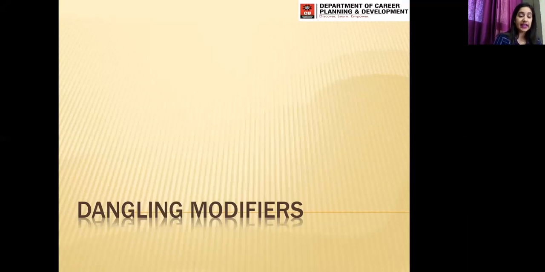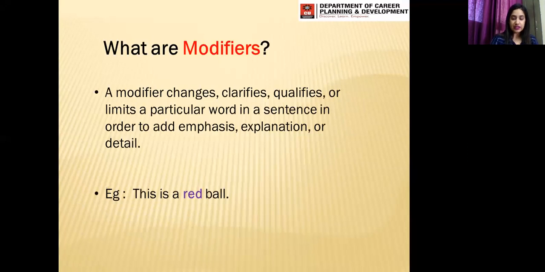Today you're going to be learning about dangling modifiers. As is very clear, it is made from two different terms together: dangling plus modifiers. So, let us first understand what modifiers are. A modifier basically means a word or a phrase in a sentence that describes another word or phrase in a sentence.